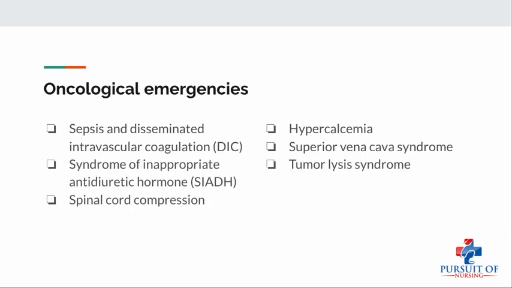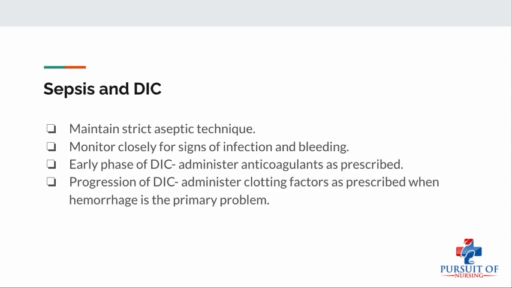All right, so this is a list of your oncological emergencies. So it includes sepsis and DIC, SIADH, spinal cord compression. You can see the others there. It's very important to notify the physician immediately if any signs of these emergencies occur.